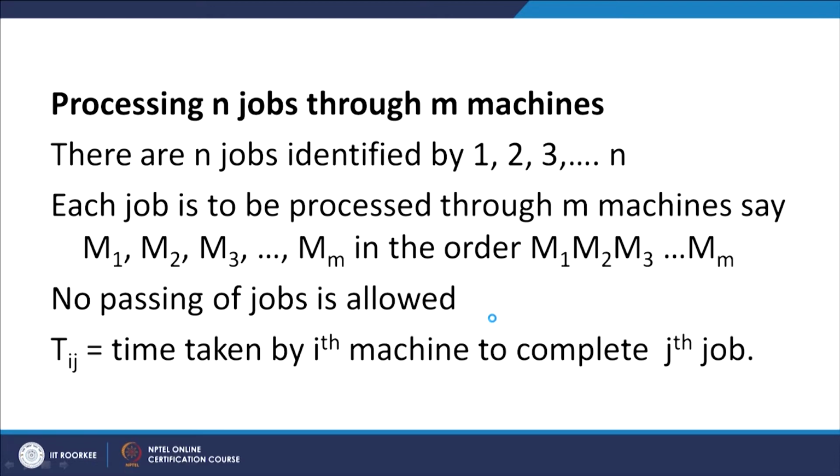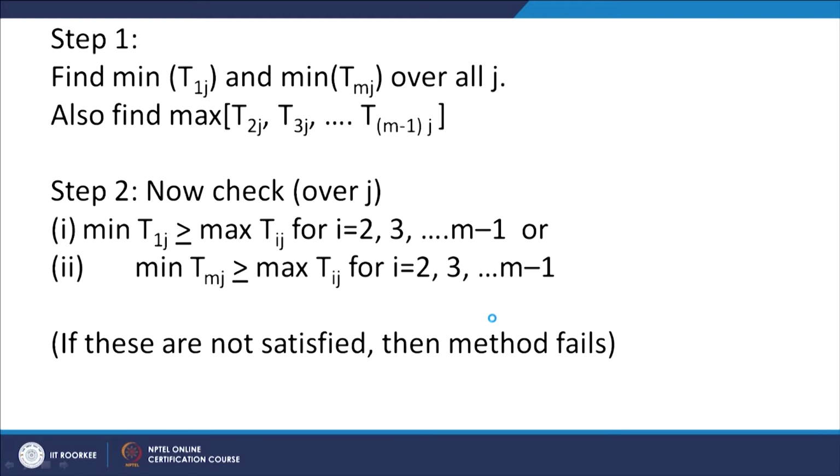No passing of jobs is allowed. That is, the no passing rule is to be adopted. Let us denote by capital Tij the time taken by the ith machine to complete the jth job. So, the first step that has to be worked out is we have to check whether the following conditions are there or not. Find the minimum of T1j and the minimum of Tmj over all j. Also find the maximum of T2j, T3j, up to T(m-1)j.